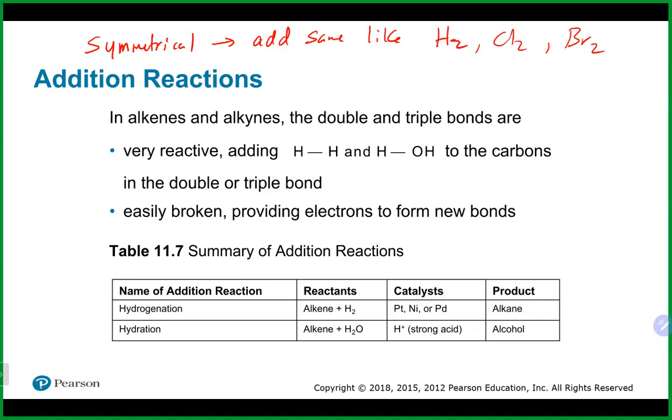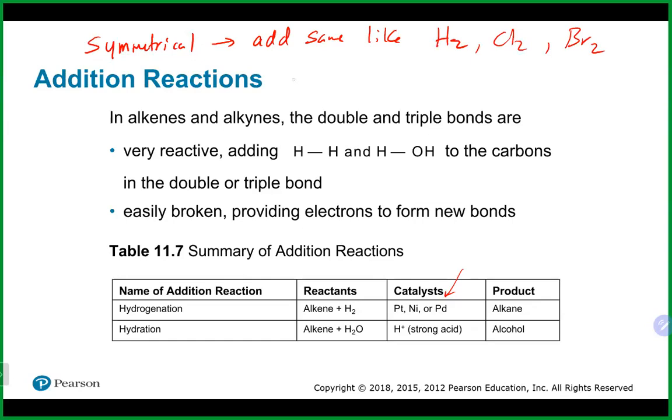So usually some type of catalyst is used. You'll sometimes see these catalysts, like platinum, nickel, palladium, written on top of the arrow. They really have no effect on what's happening, other than that they speed up the reaction and make it occur a lot quicker.